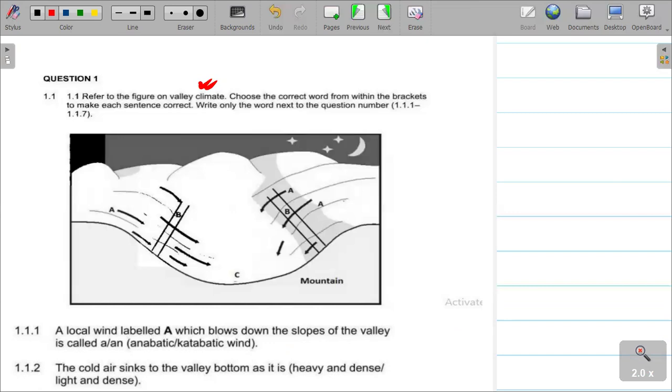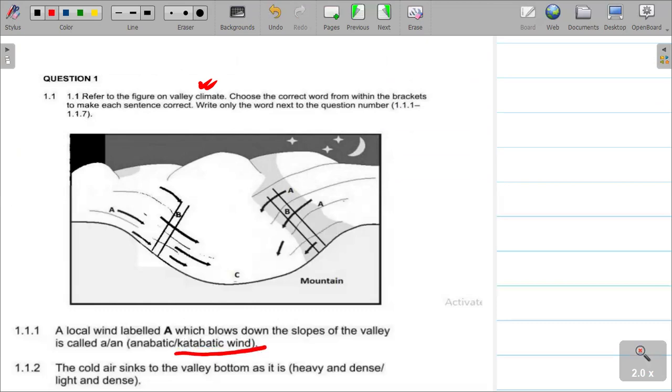What is important here is that a local wind labeled A, which blows down the slope of the valley, is called... We talked about downslope and upslope winds. So downslope winds are also called katabatic winds. As you can see, the correct answer is going to be shown by the underlining that I'm going to put under the correct answer there.